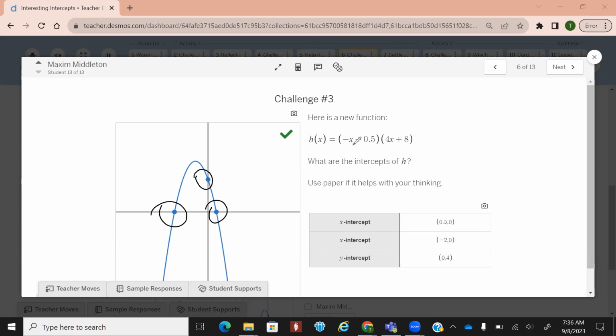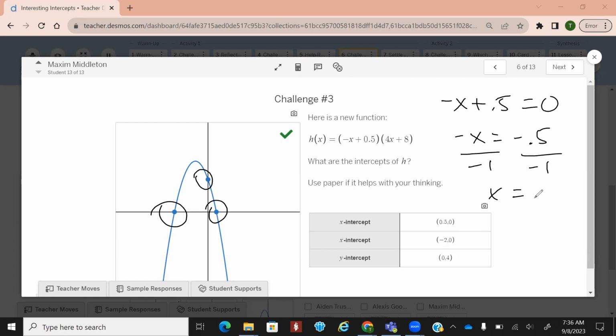One thing that you've got to pay attention to is the fact that we have a negative x plus 0.5. If we set that equal to 0 and we solved, and then we divided by negative 1, that would be x equals positive 0.5. So just because you're going to switch the sign, you've got to make sure that you pay attention to whether x is positive or negative. Okay?